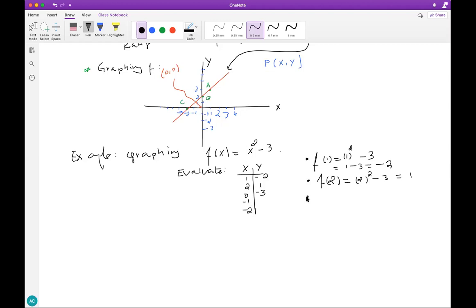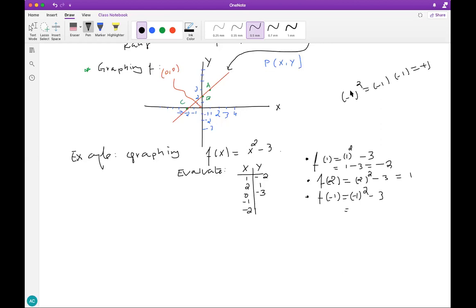f of negative 1. I'm going to take negative 1, plug it into the function, so it's going to be f of negative 1. Again, you need parentheses. If you don't put parentheses, it won't be the right thing. So negative 3, and then whatever the x might be, in this case negative 1. So negative 1 to the second is, what's negative 1 to the second? Positive 1. It is positive 1. That's right, because negative 1 to the second is negative 1 times negative 1, which is positive 1.